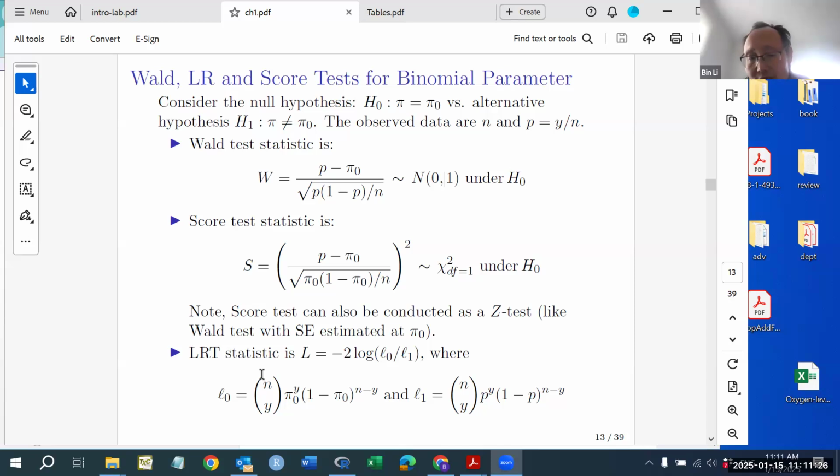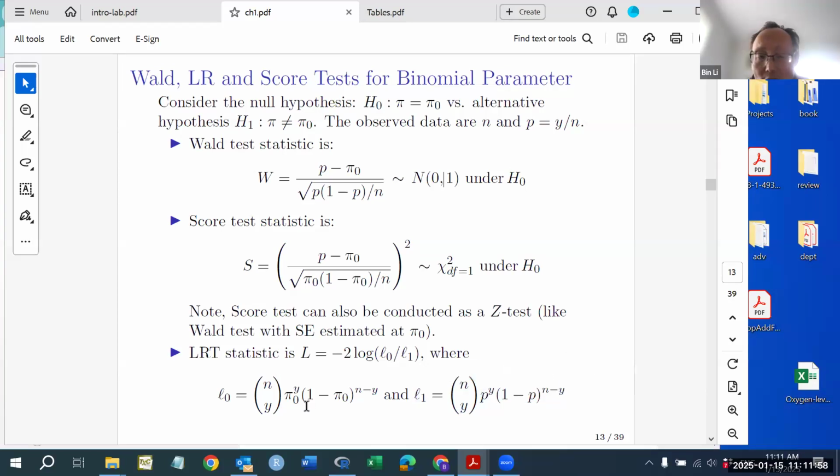And for the likelihood ratio test, it's -2 log of the ratio of the maximized value of the likelihood function under the null, that's L0, over the maximum value of the likelihood function under the alternative hypothesis. Okay, so under the null, it's this one, and under the alternative, it is this one.